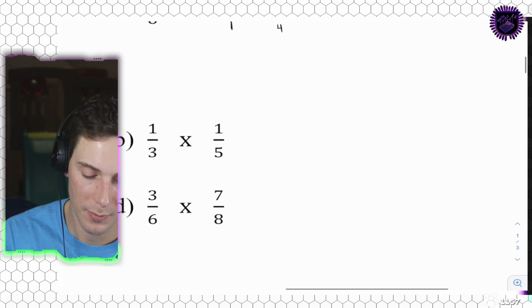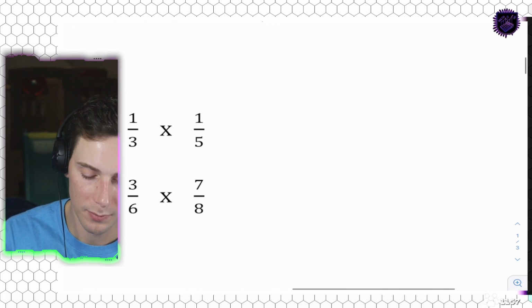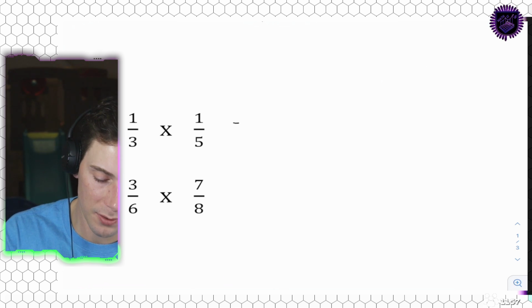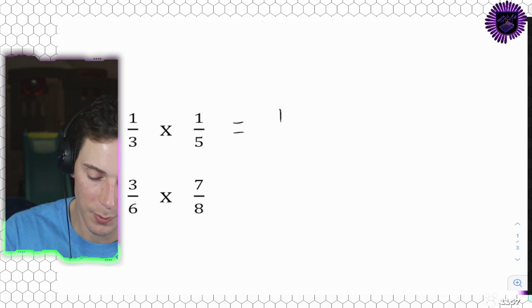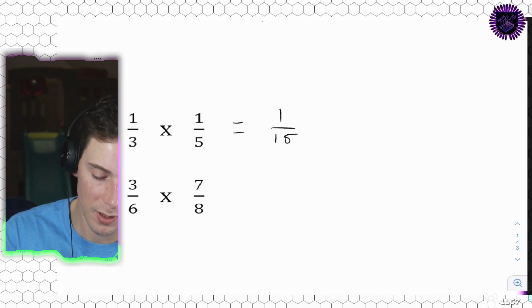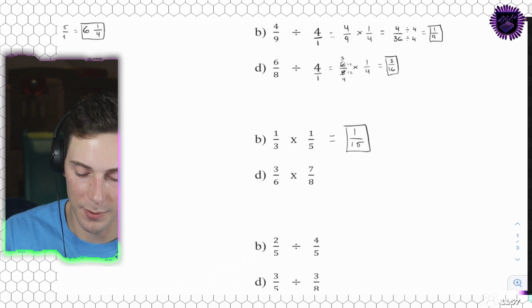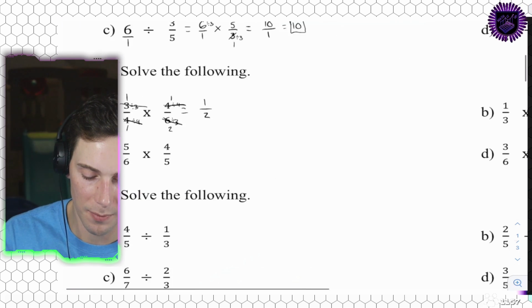All right, 3B. No factoring out here. The answer's pretty straightforward. It's going to be 1 times 1 and 3 times 5. 1/15th, final answer. That's it. 1/3 times 1/5 is 1/15th.